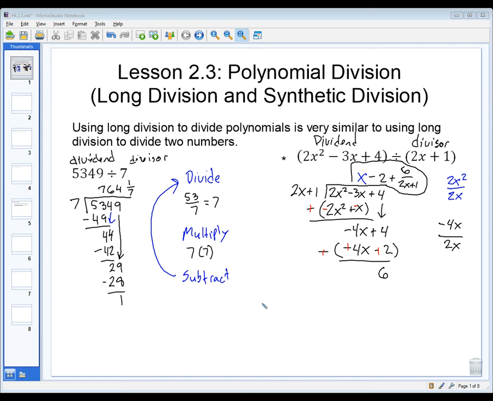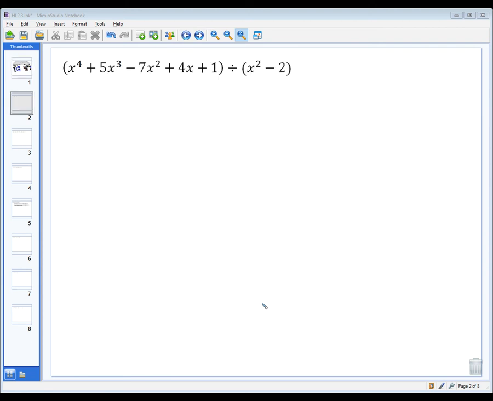Now we're going to go through a couple more problems. So here's your next example. Remember that the first part here is the dividend, and the second part here is the divisor. So I'm going to take the divisor and put it on the outside, and the dividend goes on the inside. First step is to divide.